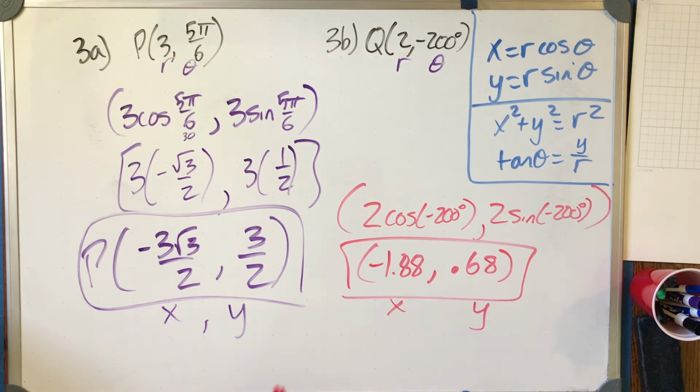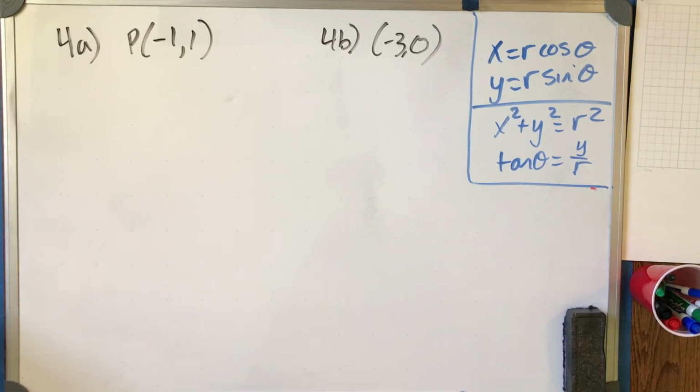But there you have it. It's very straightforward. I hope you're making the connection between vectors with the magnitude and direction angle, because they are 100% the same exact thing. For 4a and b, we're being asked to find a single polar coordinate.